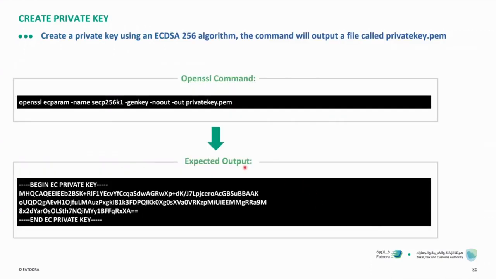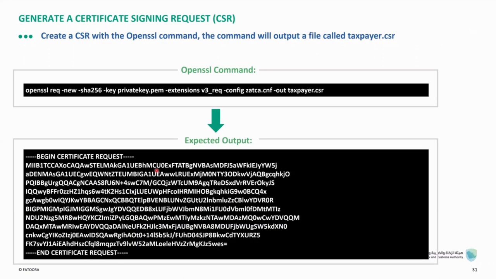Right. Next, once you have that file created, you need to create a private key using the ECDSA 256 algorithm. This command will output a file called private key.pem. This is how the command would look, and this is the output that we have seen previously in the examples.